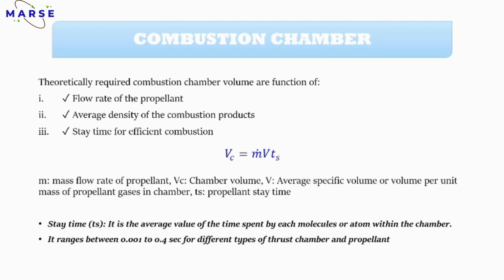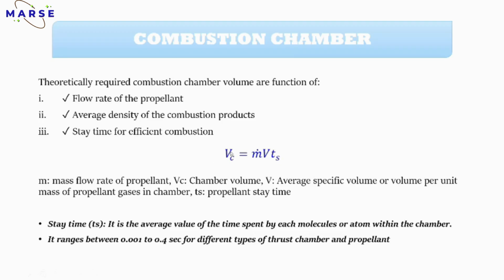Got it? Next one, okay, so it also has a range, like a stay time. This is a range of the stay time, like 0.0001 to 0.4 second for different types of chambers and propellants. Let's just imagine that each molecule is moving in the combustion chamber for only a very particular fraction of a second, like 0.001 to 0.4. So you have to take the average of all the times, then you will get the stay time.